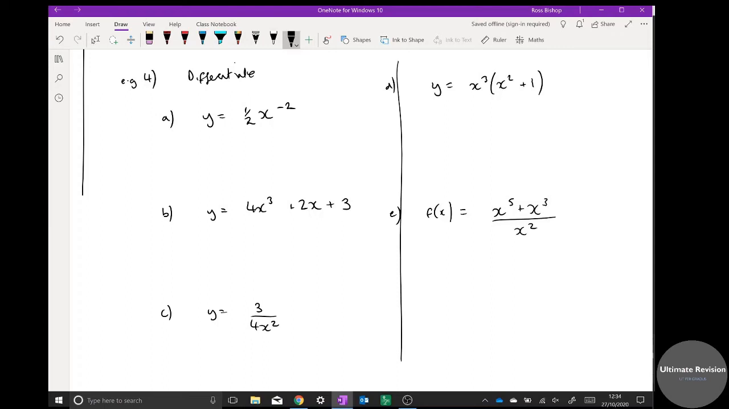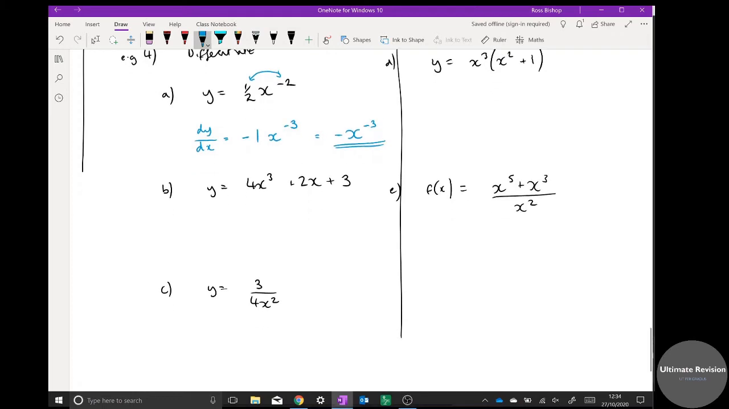Okay, right, the first one. So I'm going to go straight in. The first number is the power times the coefficient. It's dy dx because it's y. So that's going to be minus 1 x, and then I reduce the power by 1, to minus 3, which is just going to be minus x to the minus 3. Okay, now this one here, we've got three different terms, 1, 2, 3.